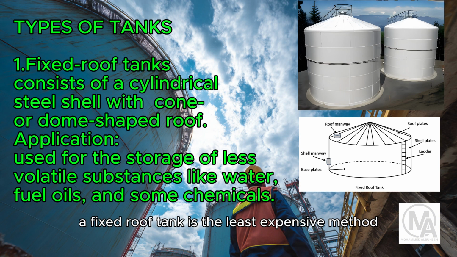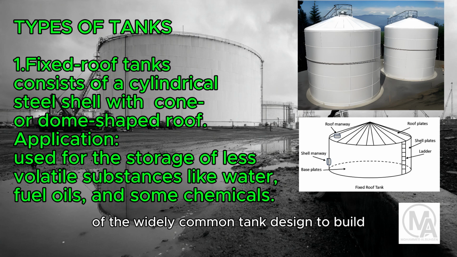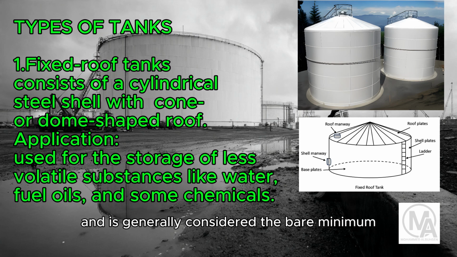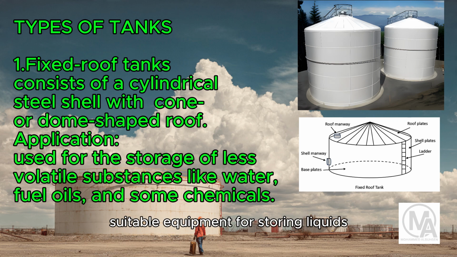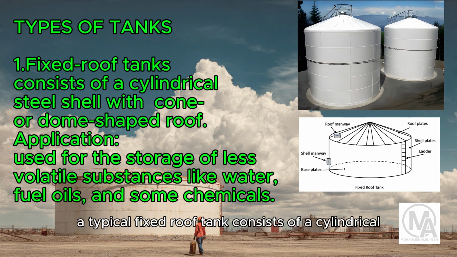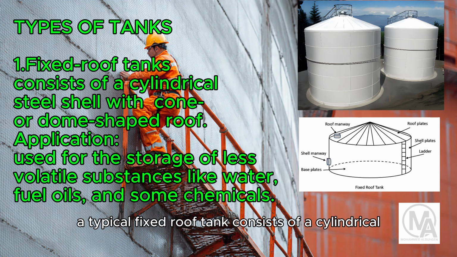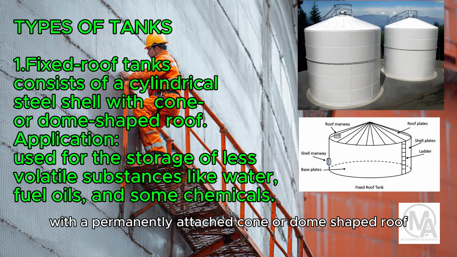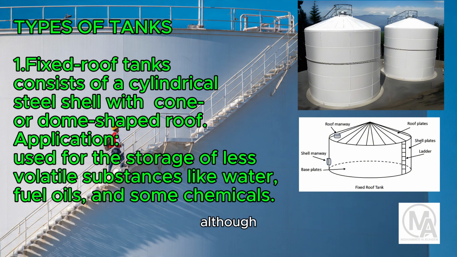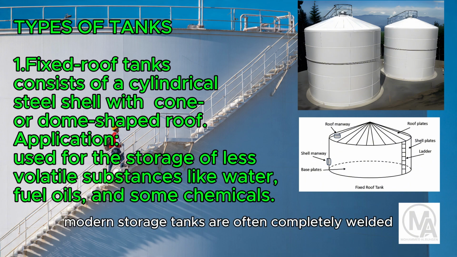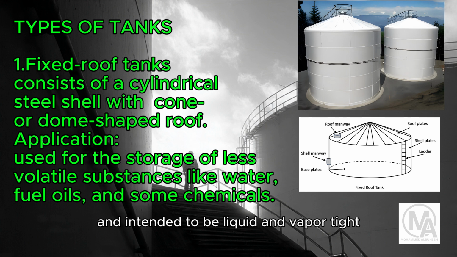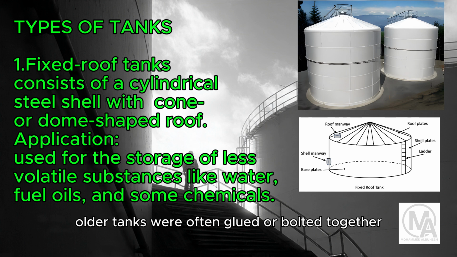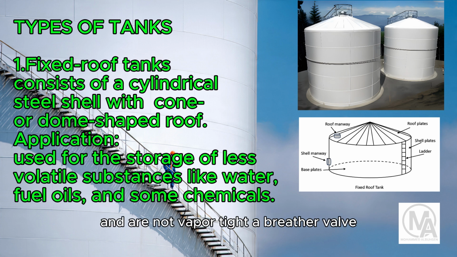A fixed roof tank is the least expensive method of the widely common tank designs to build, and is generally considered the bare minimum suitable equipment for storing liquids. A typical fixed roof tank consists of a cylindrical steel shell with a permanently attached cone or dome-shaped roof. Although modern storage tanks are often completely welded and intended to be liquid and vapor tight, older tanks were often glued or bolted together and are not vapor tight.